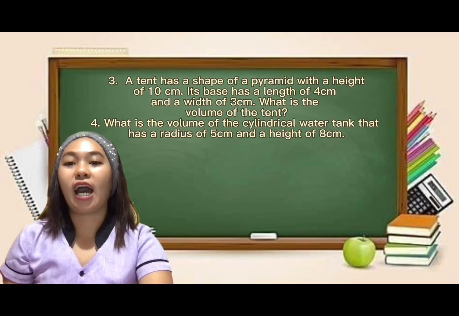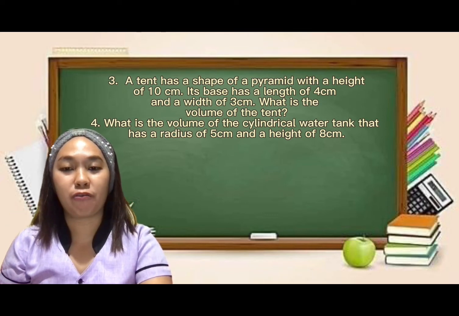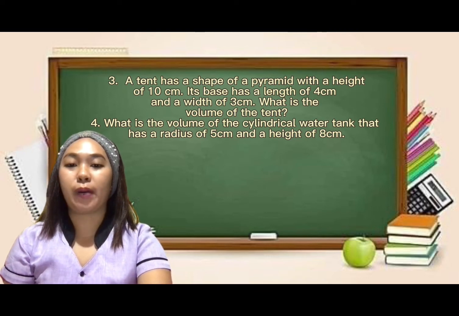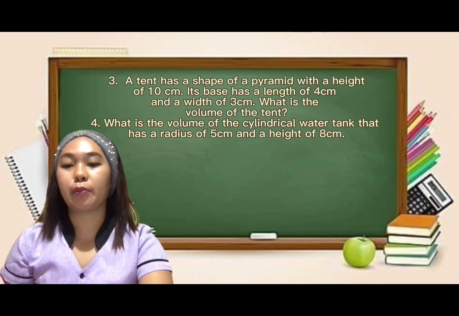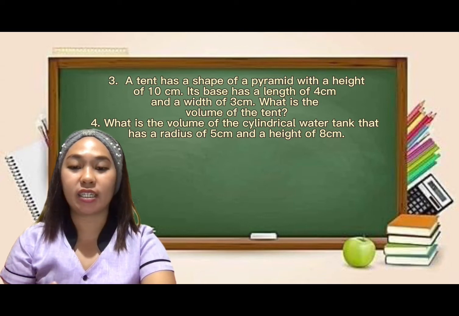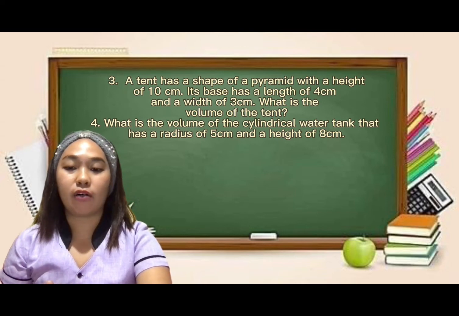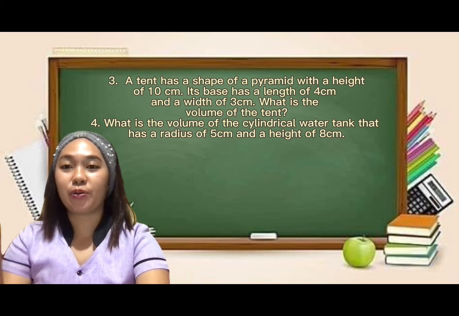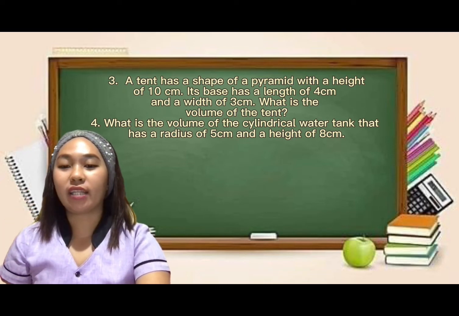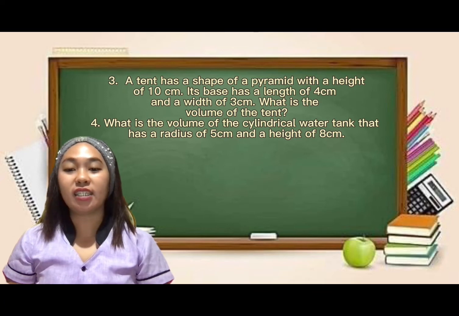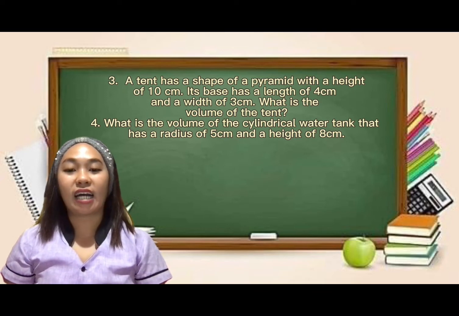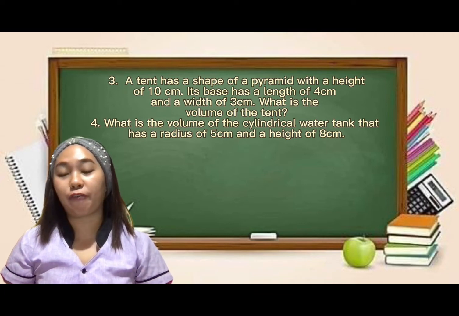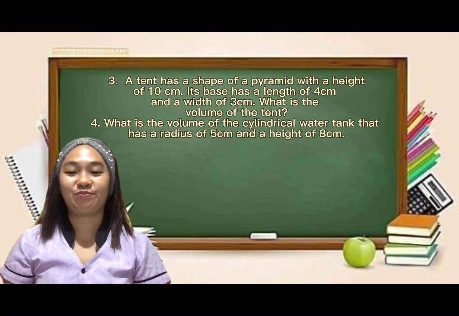Number 3. A tent has the shape of a pyramid with a height of 10 centimeters. Its base has a length of 4 centimeters and a width of 3 centimeters. What is the volume of the tent? Number 4. What is the volume of the cylindrical water tank that has a radius of 5 centimeters and a height of 8 centimeters?